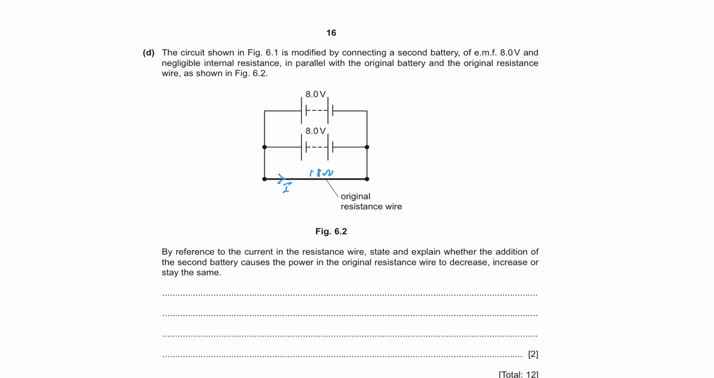Now, even though we've added another battery in parallel, we know that power is equal to V squared over R.